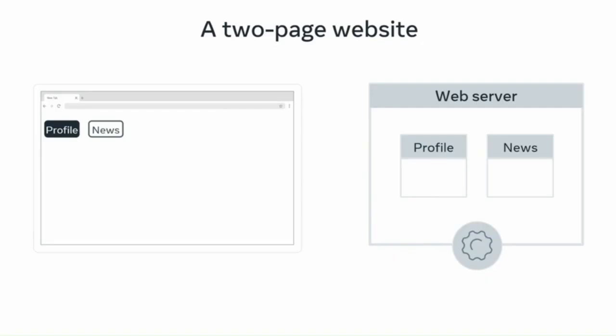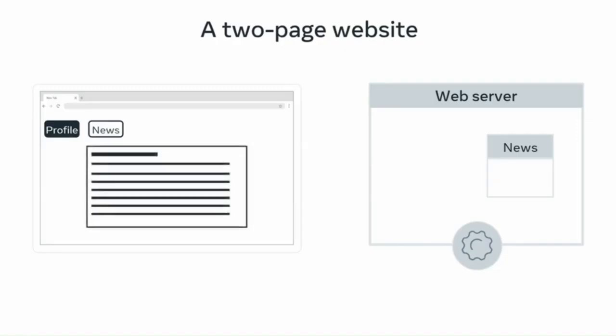In a traditional website, when the user clicks the profile link, the web browser sends the request to the web server. The web server generates the entire HTML page and sends it back to the web browser. The web browser then renders a new web page.